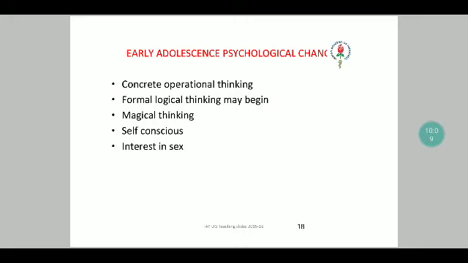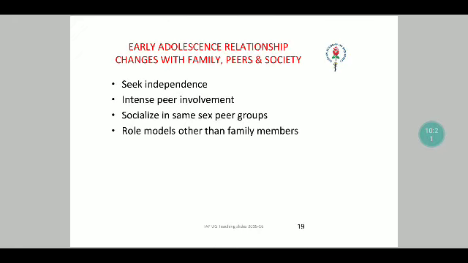Now, the psychological changes which are associated include concrete operational thinking, magical thinking, along with an element of self-consciousness and an interest in the sexual drive in early adolescence. The social changes associated in early adolescence in both the genders include seeking independence, intense peer involvement, and socializing in same-sex peer groups, and role models other than family members commonly seen for the first time.